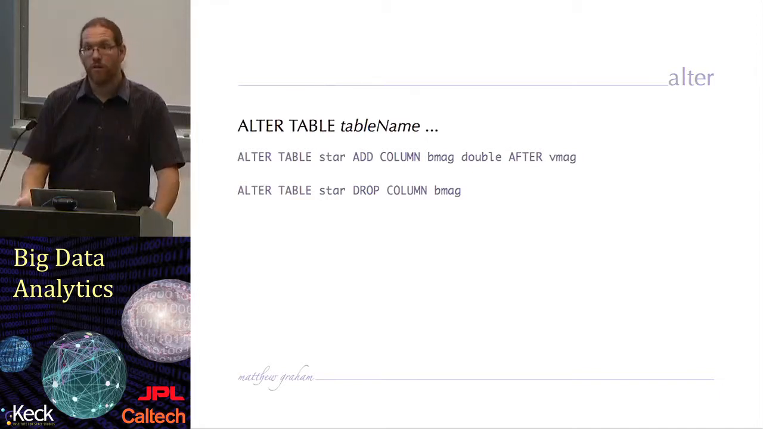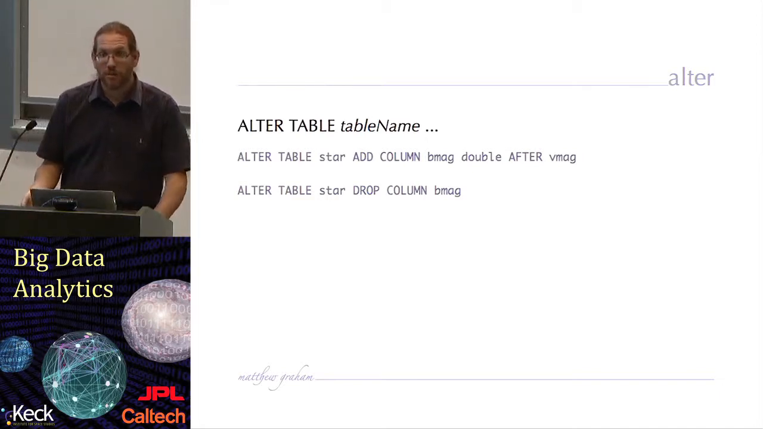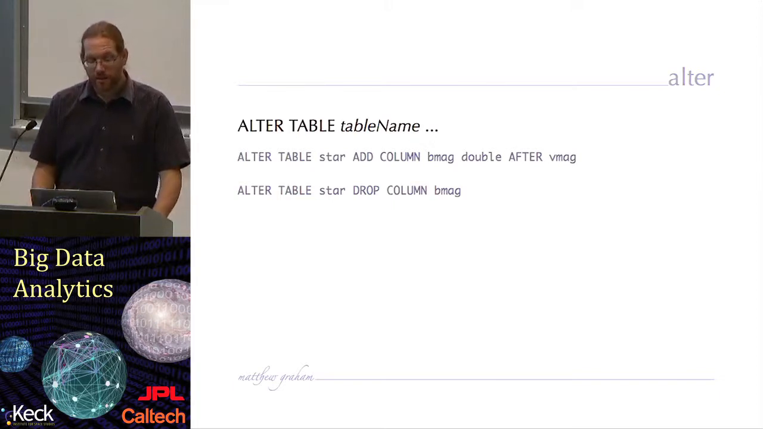If I want to remove that B magnitude column at a later date, then I can do it simply by doing alter table star drop column and then the column name. There are other operations that I can do with the alter table, changing names, changing data types, that sort of thing. You can look those up.